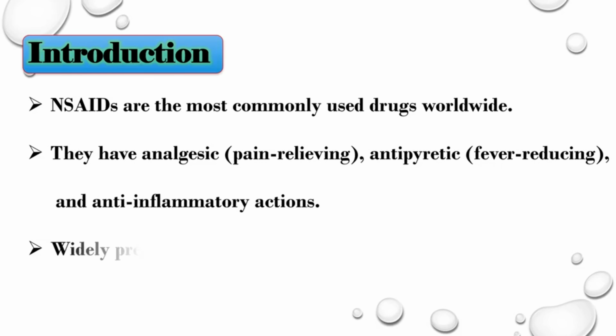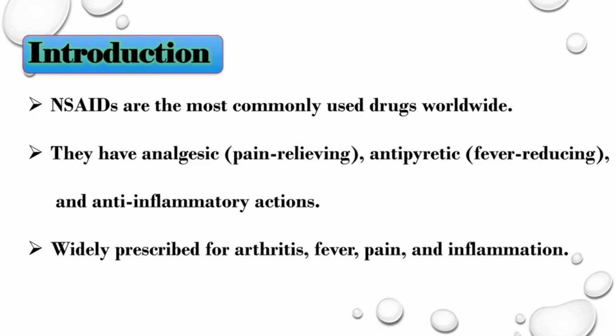Introduction. NSAIDs are very commonly prescribed drugs. They mainly have three important actions. Analgesic, meaning they relieve pain. Antipyretic, meaning they reduce fever. And anti-inflammatory, meaning they reduce swelling. That's why they are widely used in arthritis, fever, pain and other inflammatory conditions.